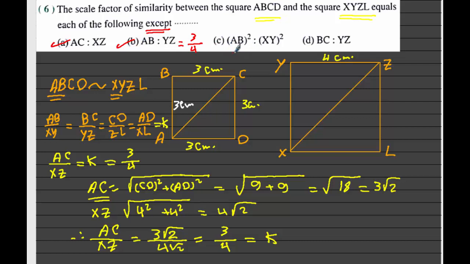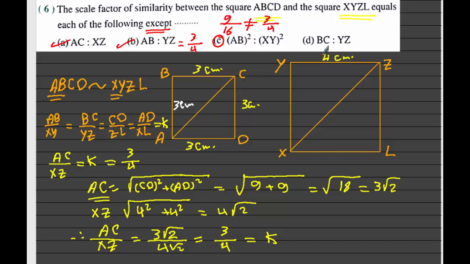Now, what about AB square? AB square, it is 9, over XY square. Again, AB square over XY square, AB square is 9 over XY square, it is 16. Of course, it is not equal to 3 over 4. Okay, not equal K. So this is the right answer here, because the required is to find the exception.